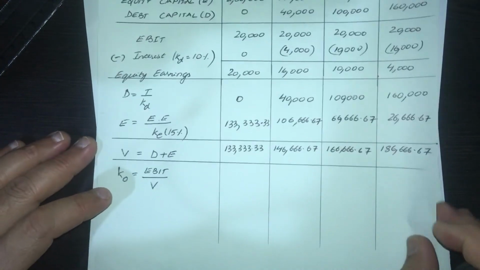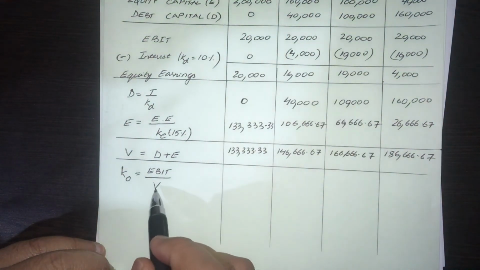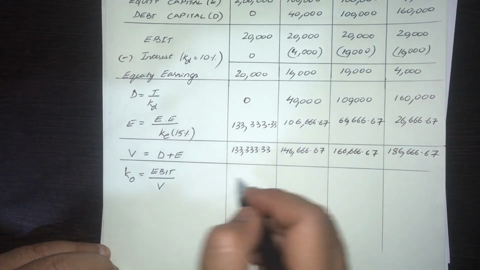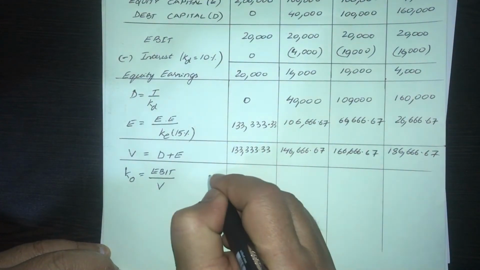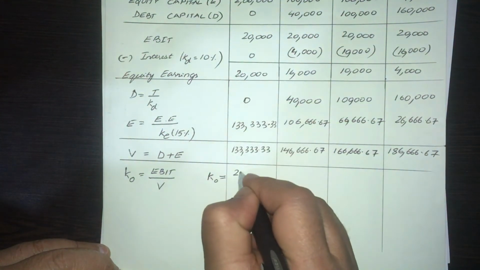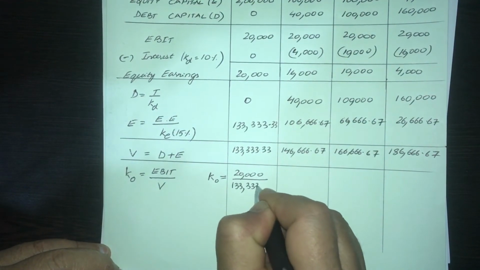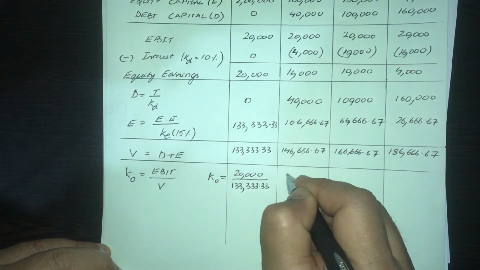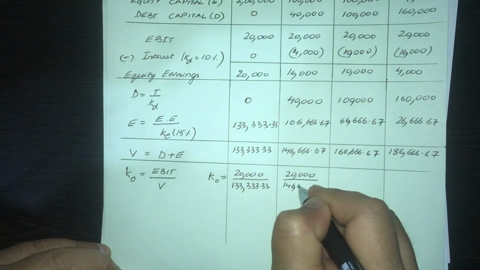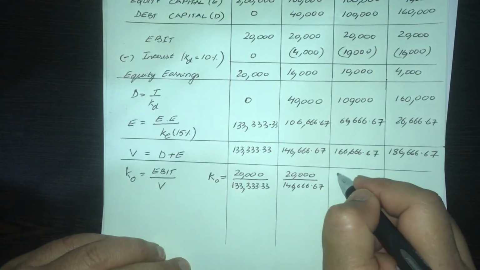Now here KO will be equal to EBIT divided by V. What is EBIT? EBIT is 20,000. And what is V? V we have found out. So in the first case, KO will be equal to EBIT 20,000 divided by 1,33,333. Same thing here, it'll be 20,000. EBIT does not change. That is the assumption, remember. Operating income remains constant over a period of time.